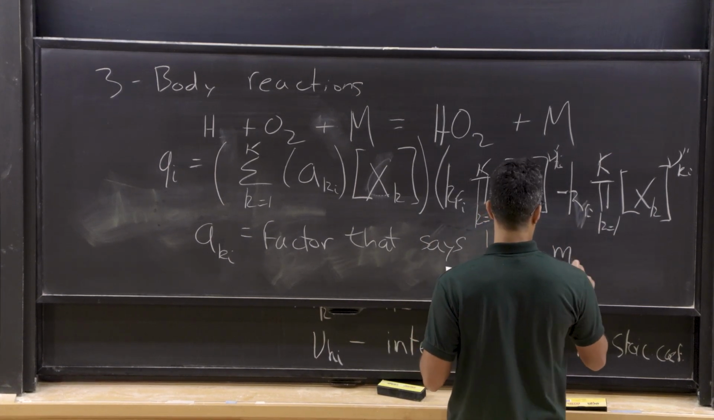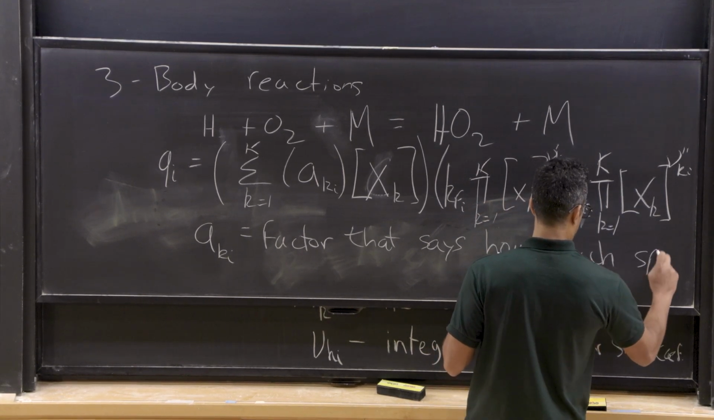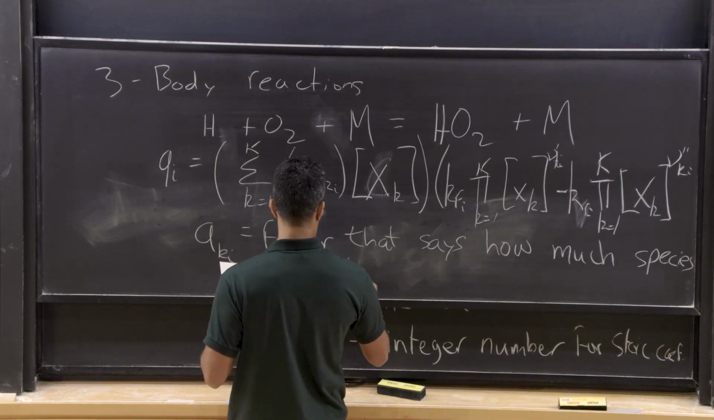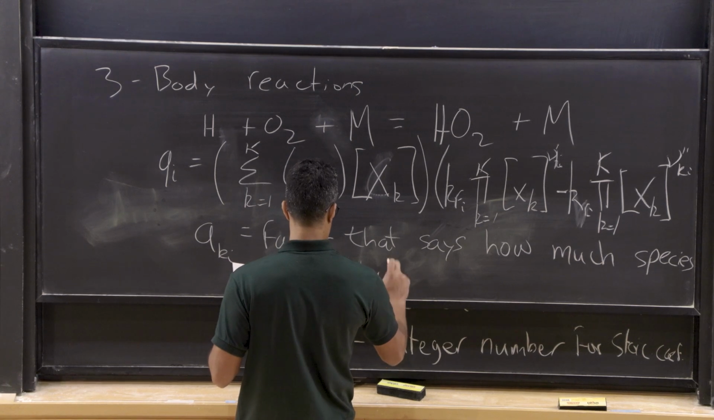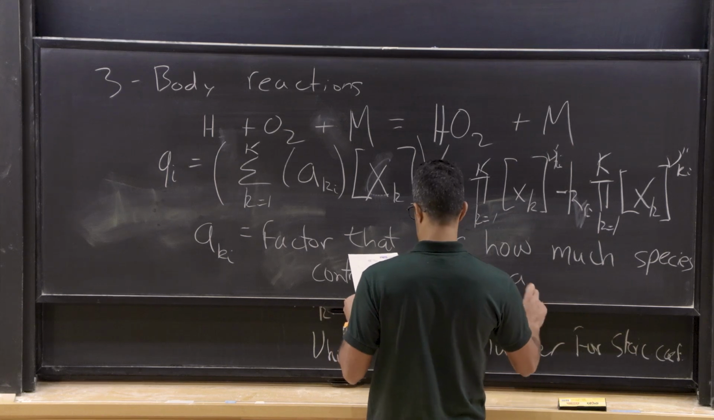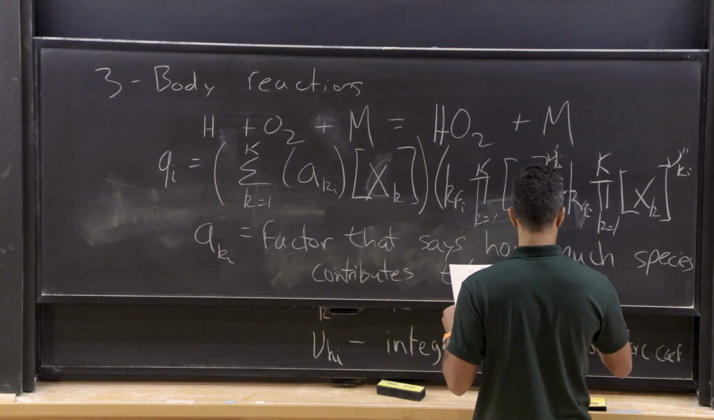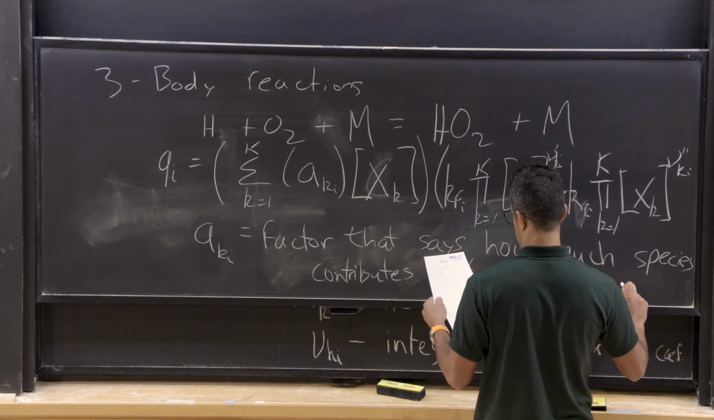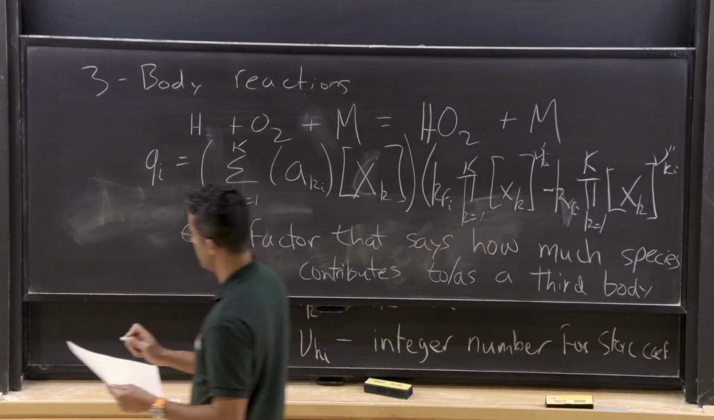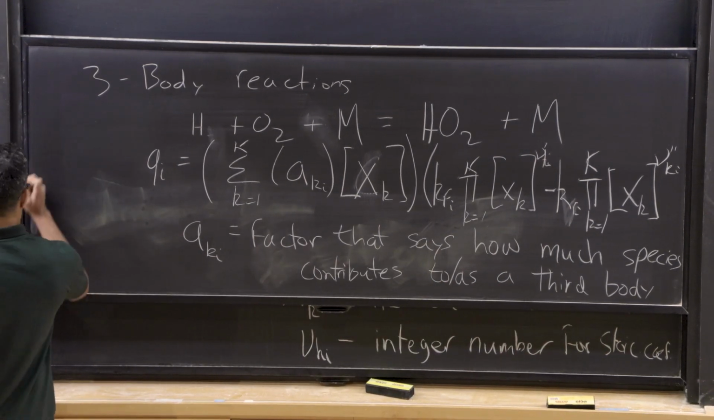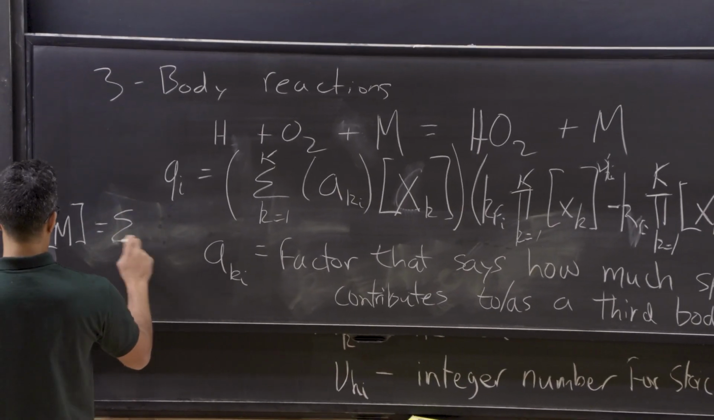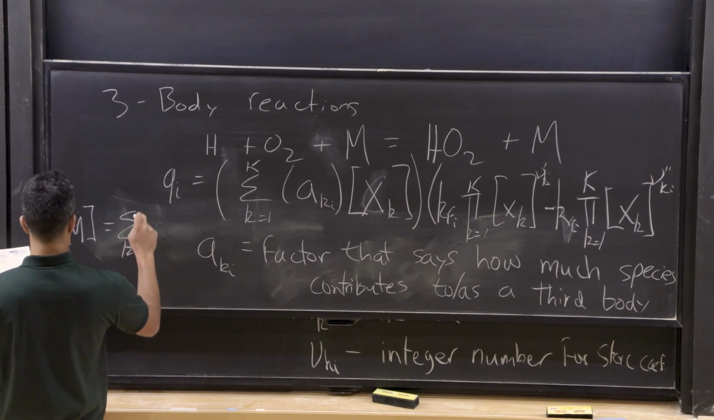So how much a species contributes to or acts as a third body, we call this a third body collision efficiency. And this term M is simply the sum of all the concentrations of species.